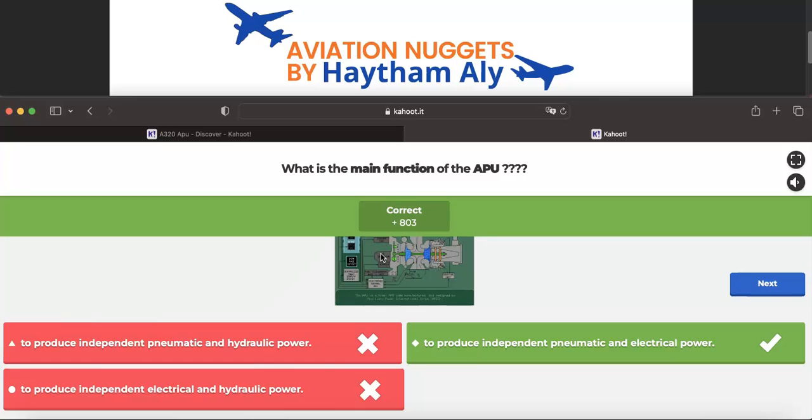You know that the APU bleed or APU electrical power will be available when the rotating shaft is at 95% RPM. This auxiliary power unit is a FADEC engine, or the power section, to be specific, is a FADEC engine, which is controlled by the ECB, the electronic control box. Okay, next question, everybody.